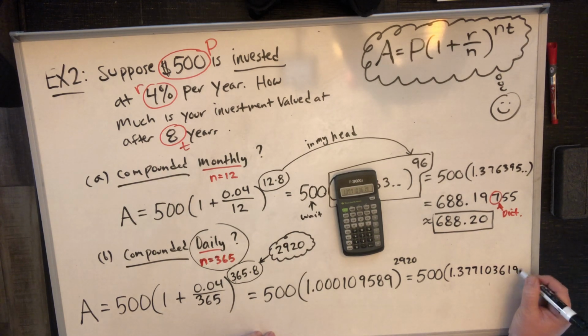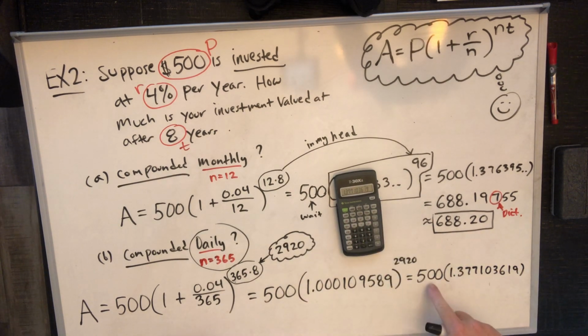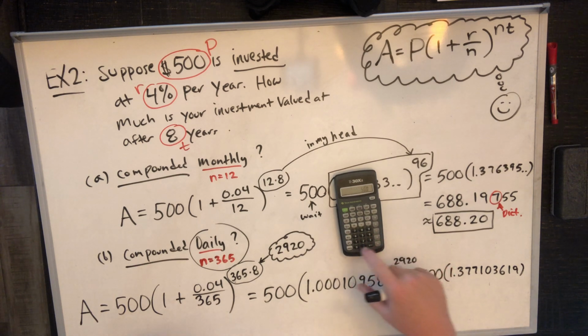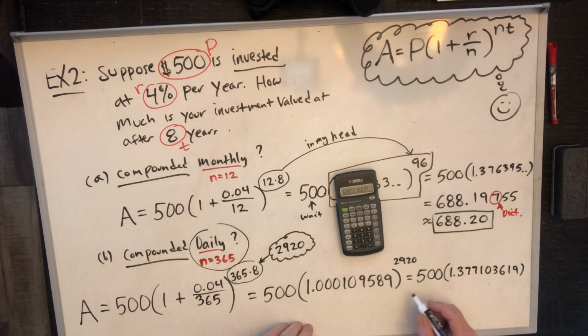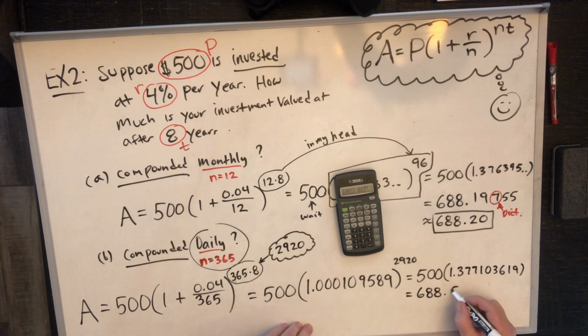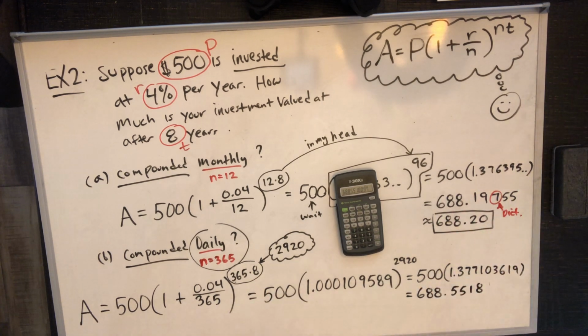Remember, keep everything on your screen, multiply it by 500, whatever your principal is in your problem, and then you can do the rounding. 688.5518. Find your decider. That's a 1, so we're just going to throw it away. It's smaller than 5, and everything beyond that. So we're going to have approximately $688.55.